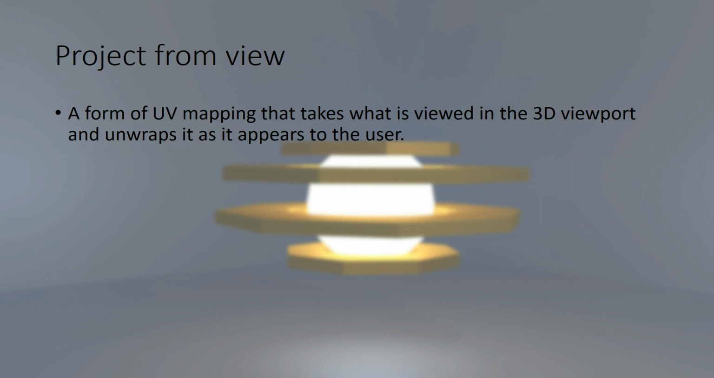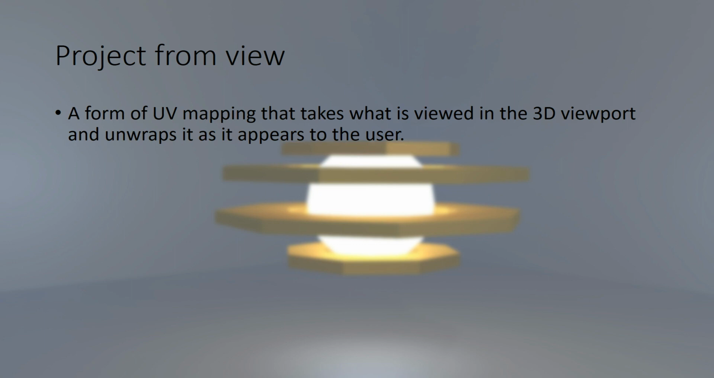In this lecture, we're going to be looking at UV mapping using the Project from View tools. This is a form of UV mapping that takes what is viewed in the 3D viewport and unwraps it as it appears to the user. So basically, it takes what you're looking at in the 3D viewport and maps it in the exact same way as you're viewing it on the 2D UV map.